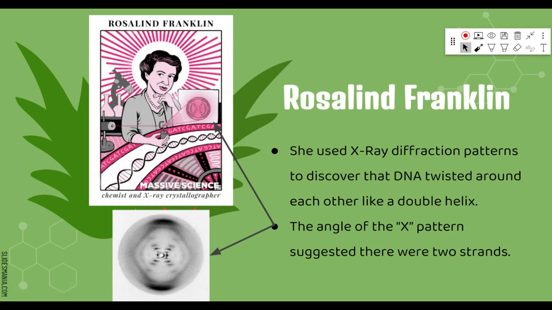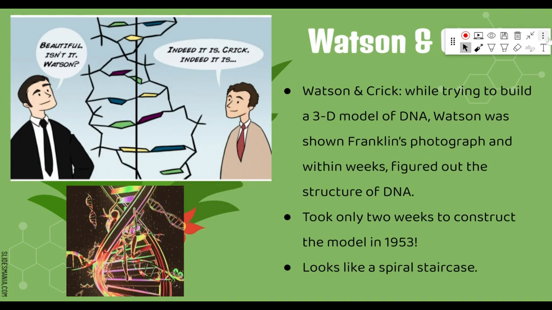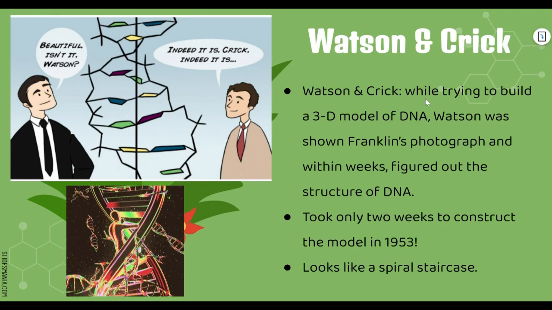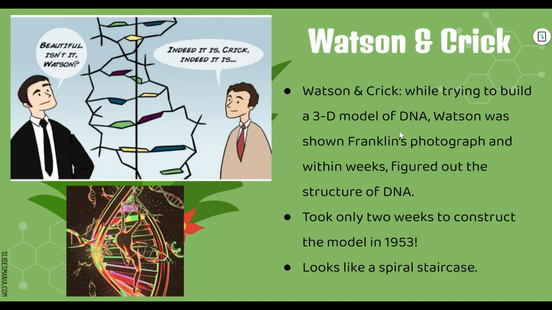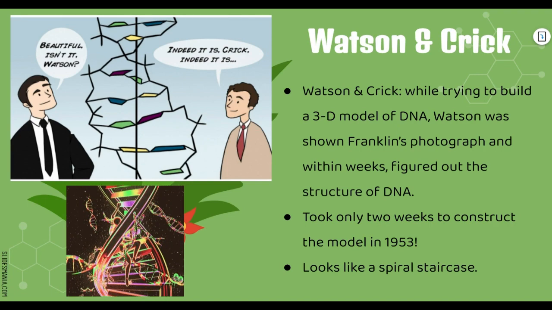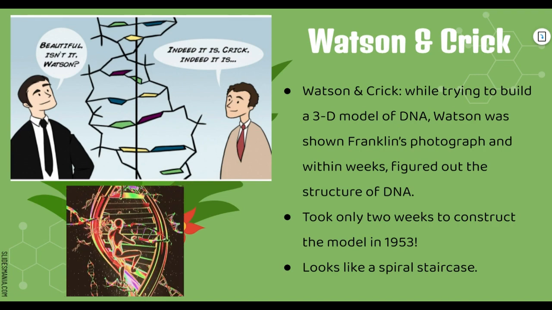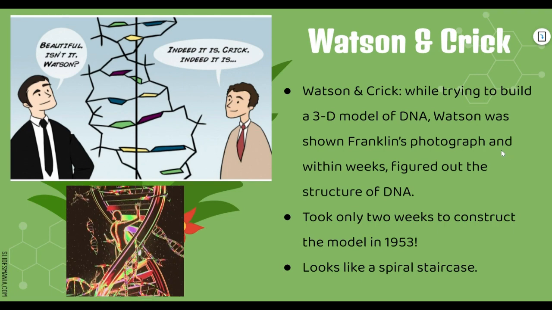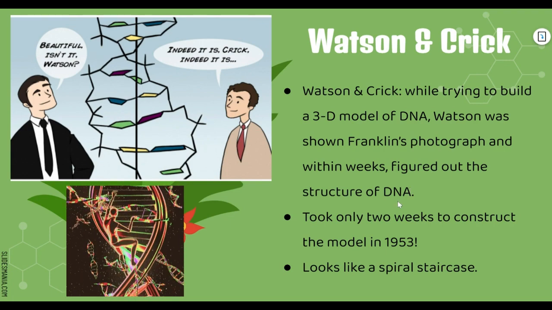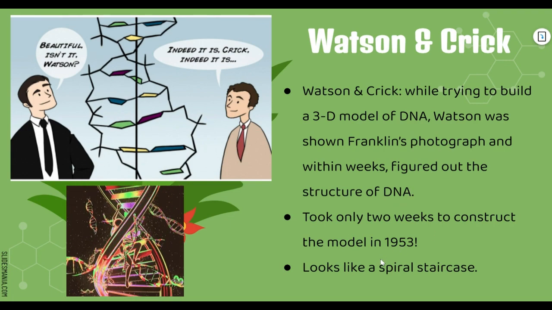But the unfortunate thing is that she didn't really get the credit that she deserved for this. The people that got all the credit were men, right? And so Watson and Crick, while trying to build a 3D model of DNA, Watson was shown Franklin's photograph and within weeks figured out the structure of DNA. So there you go, right? They very luckily were able to see the work that Rosalind Franklin was doing, and they took that work, and they were able to construct the model in only 2 weeks in 1953.